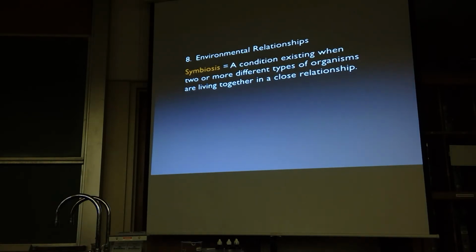Symbiosis, I mentioned this term earlier. Symbiosis is the condition where you have two or more different types of organisms living together in a close association. In biology, it used to be thought of as a rarity. There'd be one or two examples that would be pointed out: look, this is symbiosis. We now know every eukaryotic organism is a symbiote. Every single one. Eukaryotic organisms don't exist without prokaryotes.